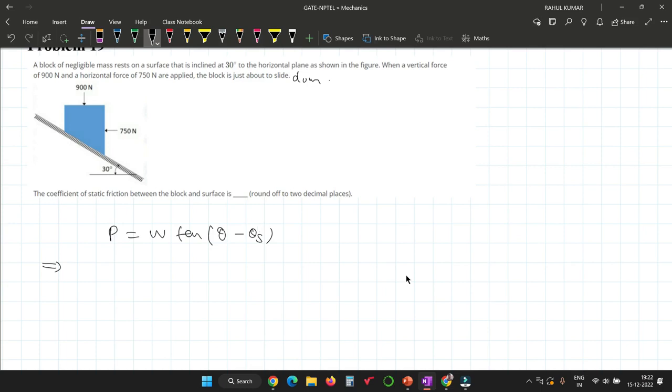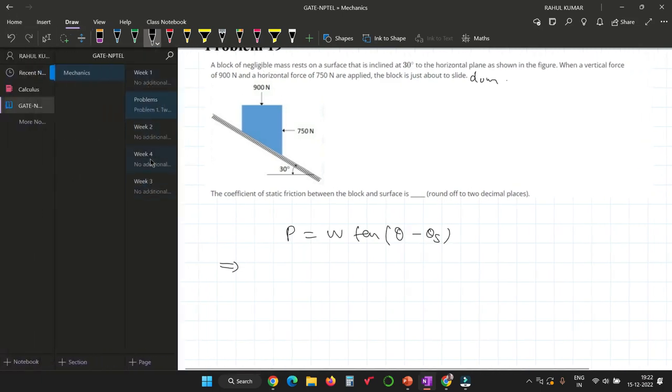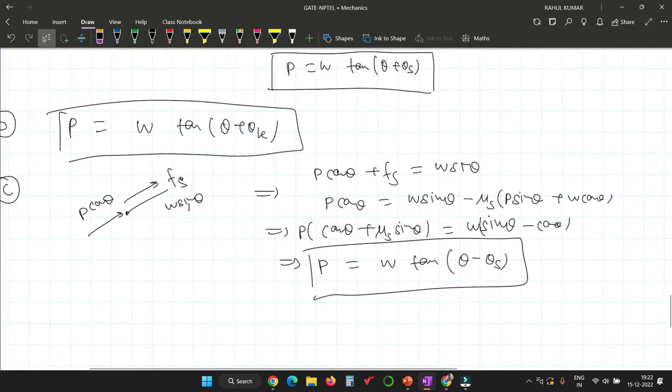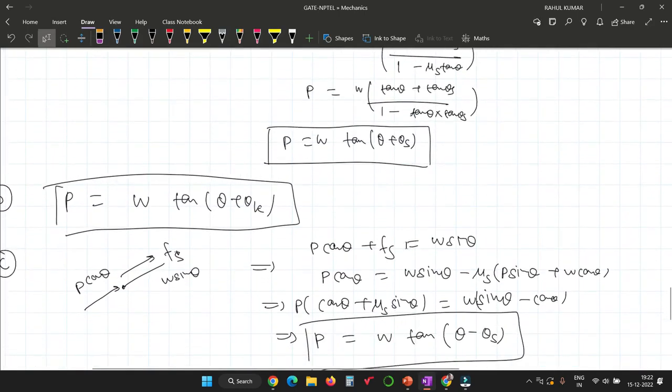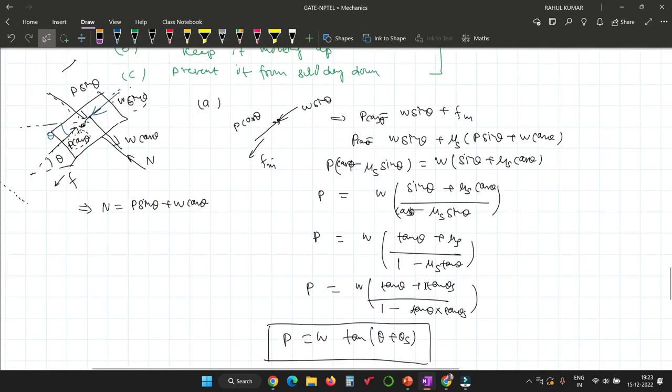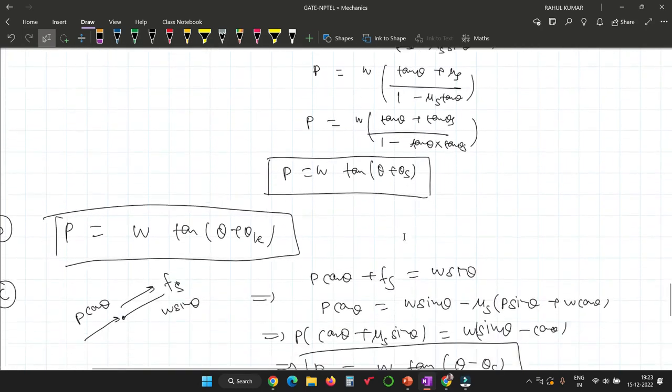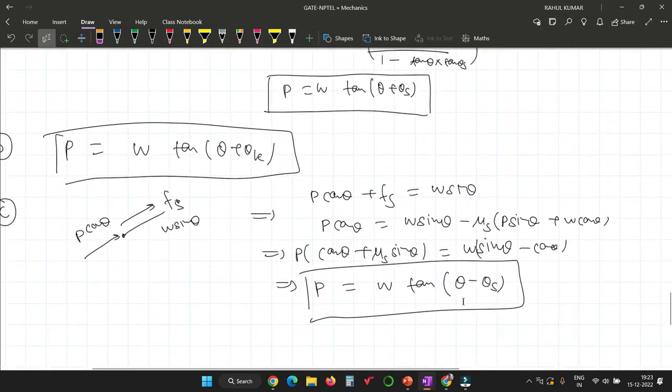Sir, in case A and case C, we got the same formula. No, no, those are not the same. That one is a plus theta k, and here it is theta minus theta s. So all are different. Okay.